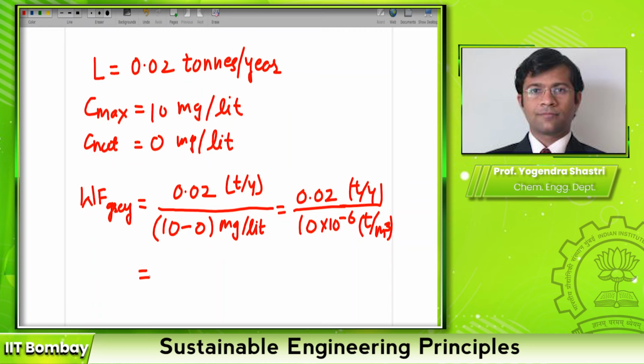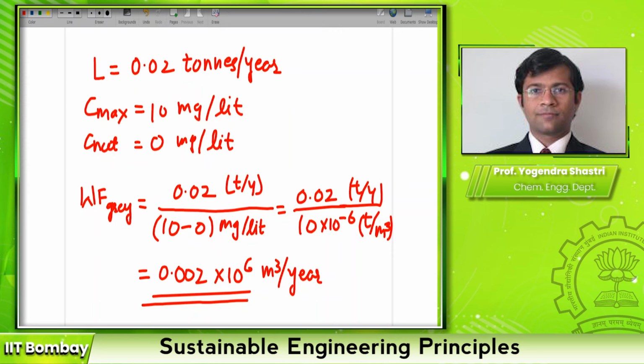Based on this, the water footprint comes out to be 0.02, sorry, it's 0.002 into 10 raised to power 6 meter cube per year. So this is our gray water footprint. It's 0.002 into 10 raised to 6 meter cube per year.